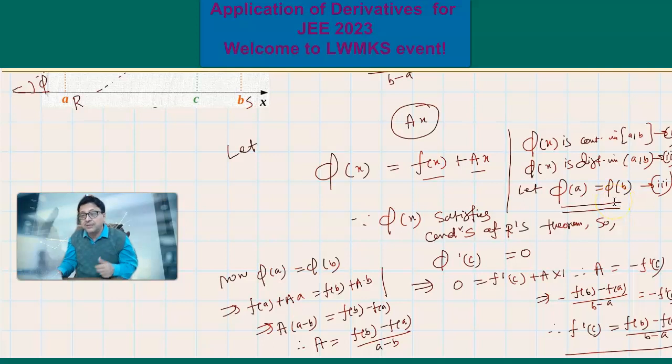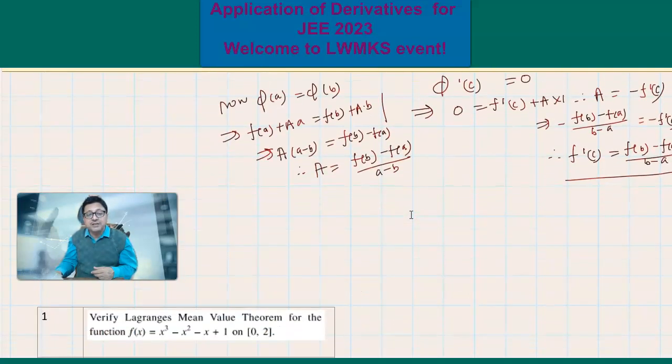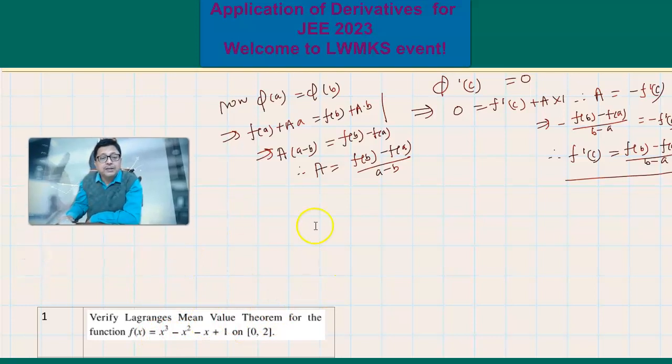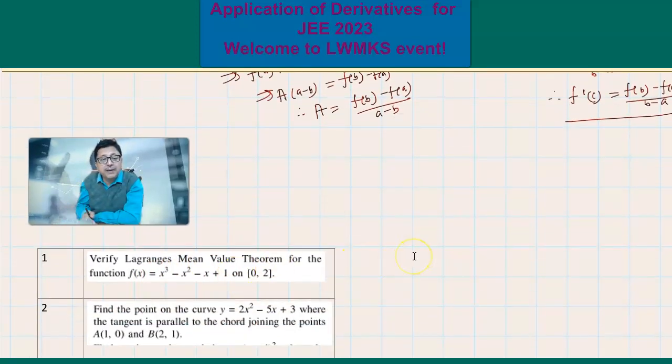First, we will consider Lagrange's mean value theorem. It will obey these two conditions, and then we will get this result. For proving, sometimes we use that additional condition phi(a) equal to phi(b), which will help you get the value of a over there. So we will find applications over there. Before finding those kinds of applications, let us see how Lagrange's mean value theorem can be used for proving some problems like this. They have asked you to verify Lagrange's mean value theorem for this function in [0, 2].